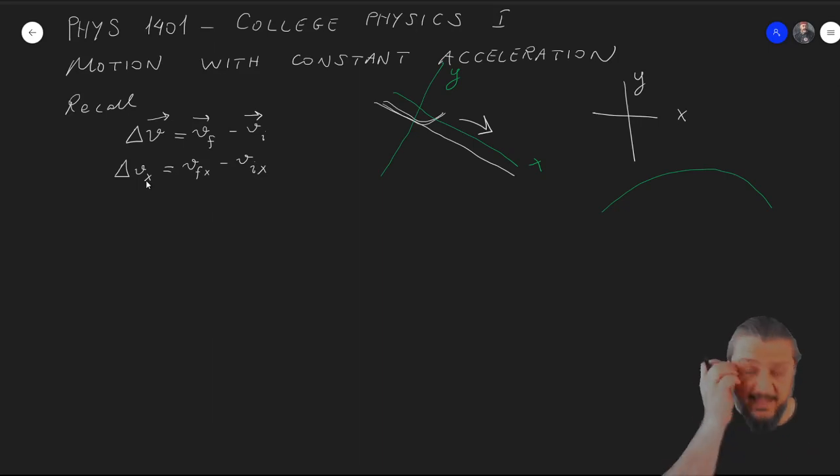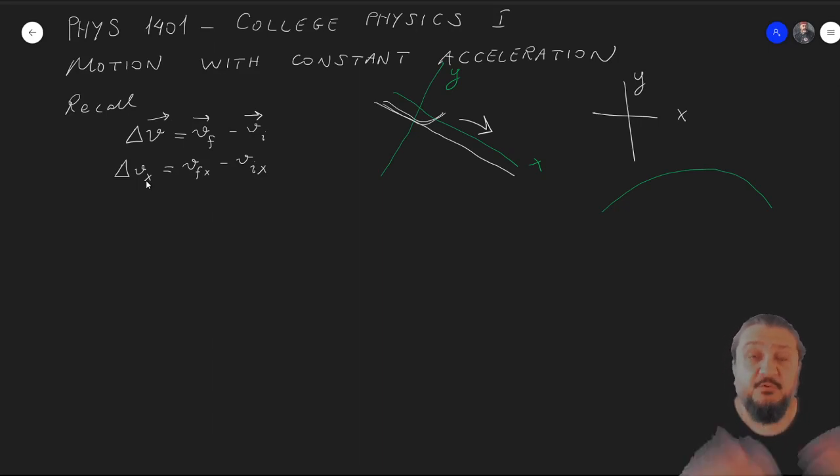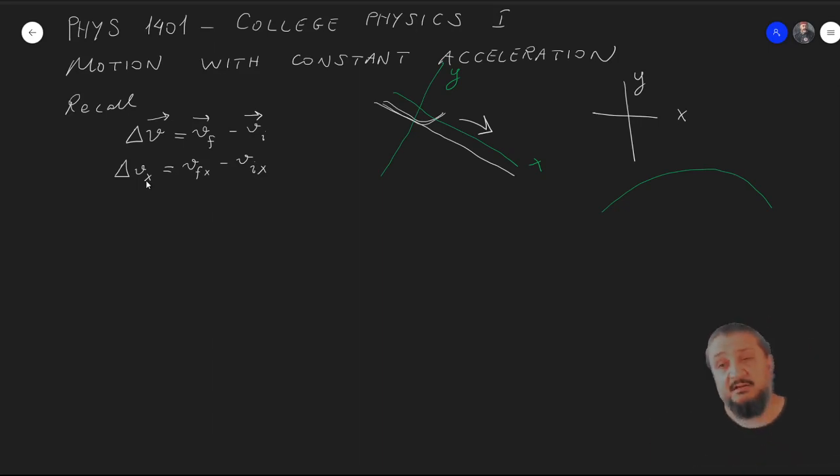So delta Vx is the change in the velocity. V final x minus V initial x. And the convention is you always write the final velocity first and subtract the old one, or the initial velocity, from that. Okay, it's just convention. So that's general actually. You can use it for delta x, same idea, x final minus x initial, right?